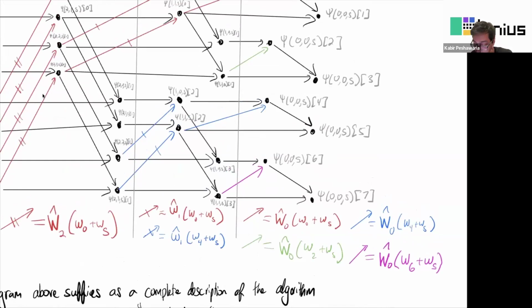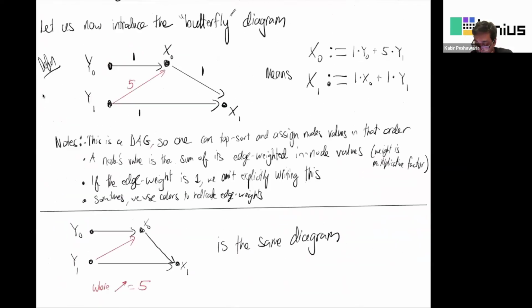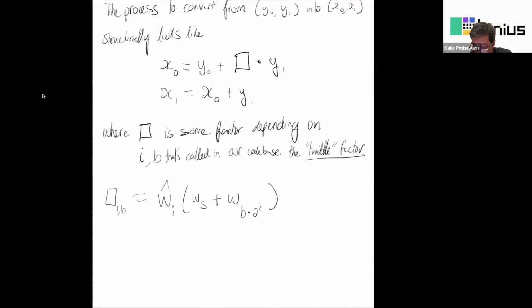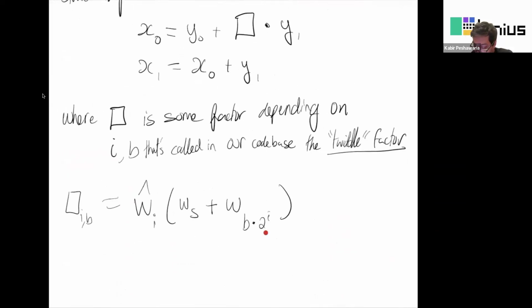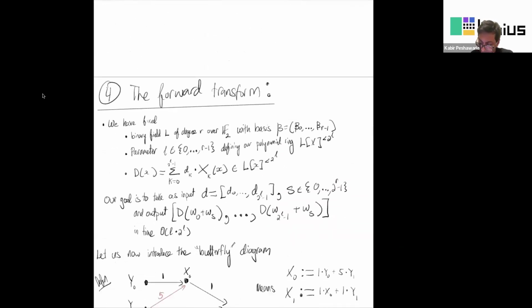So the twiddle factor turns out to be, what are you evaluating on? Again, pretend S is 0. It's omega of block index times block size. Omega of block index times block size. I talked about that vaguely here. This is the block size. This is your block index. Okay.